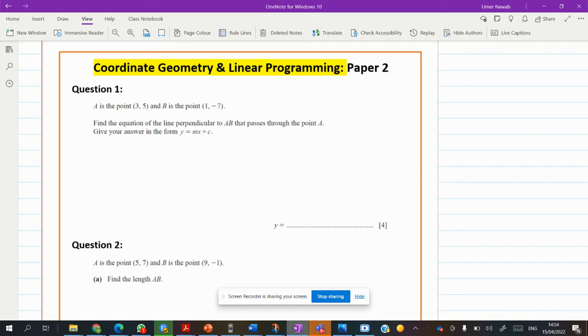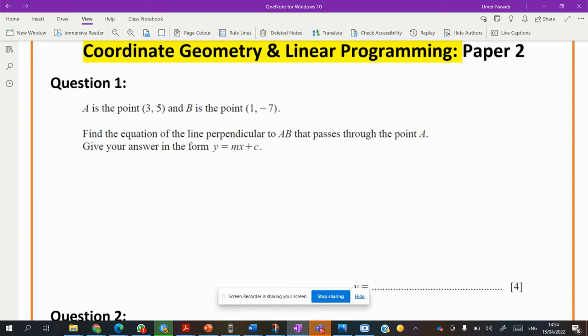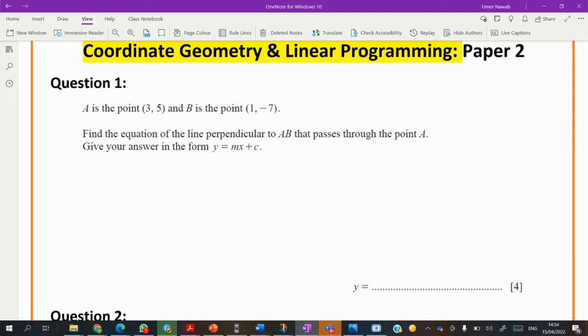Today I'm going to revise with you coordinate geometry and linear programming. These questions are mainly taken from paper 2. If you have thorough practice on paper 2 coordinate geometry and linear programming questions, I don't think you will have any problem in solving paper 4 questions. But anyway, later on we will also do some paper 4 questions. This sheet, which comprises 28 pages, will give you very good practice on coordinate geometry and linear programming questions.